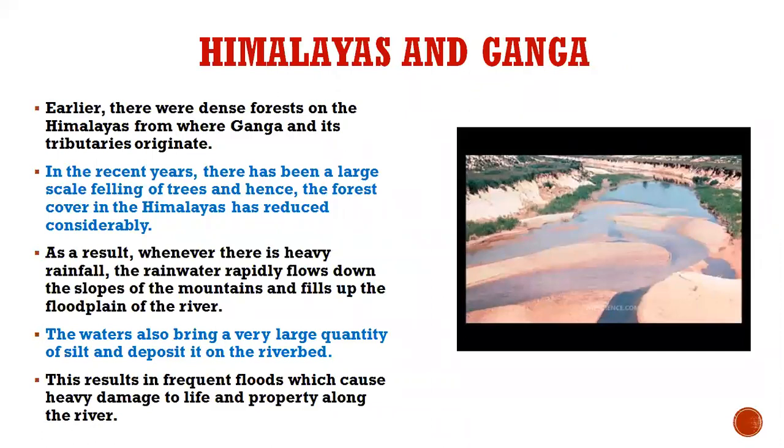Now, let us take the case of the Ganga. In earlier days, there was dense forest in the Himalayas, from where the Ganga and its tributaries originated. In recent years, there has been large scale felling of trees, and hence the forest cover in the Himalayas has reduced. As a result, whenever it rains heavily, the rainwater flows down the slopes of the mountains rapidly and fills up the floodplains of the river.